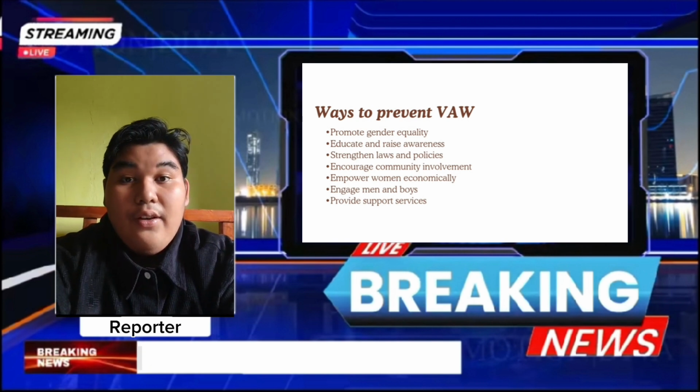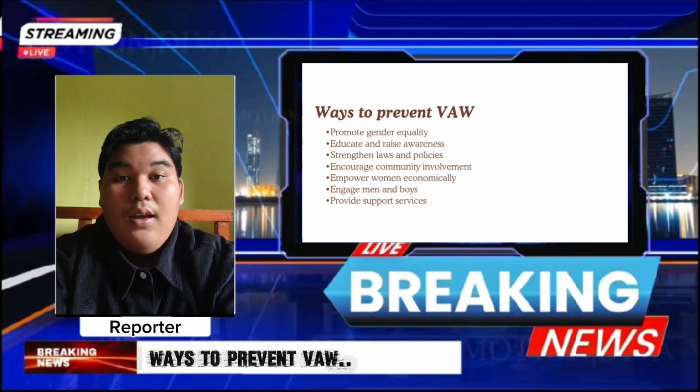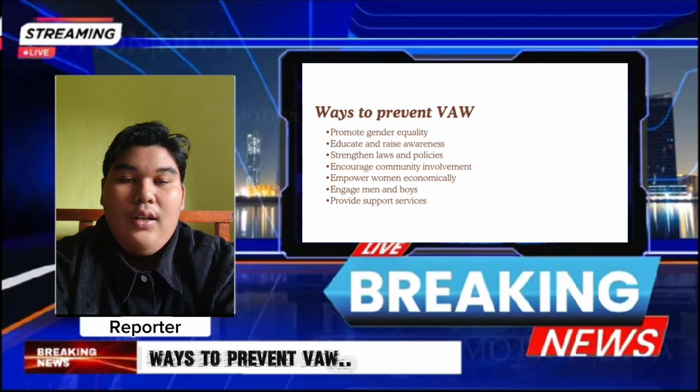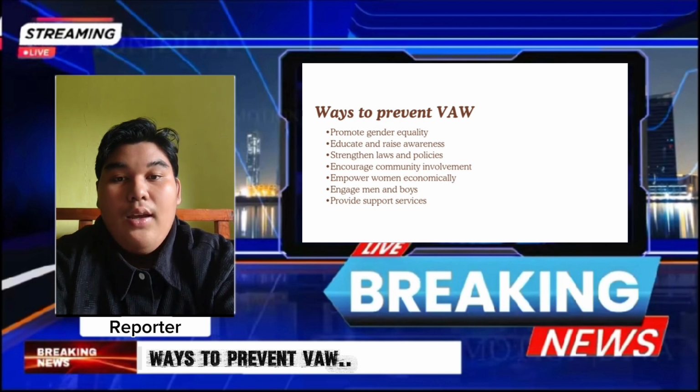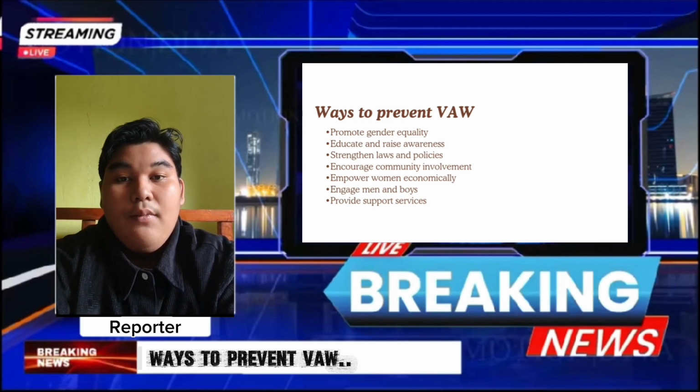So next we have ways to prevent violence against women. Promote gender equality. Treat women and men equally in rights, opportunities, and respect. Educate and raise awareness. Teach people about consent, human rights, and healthy relationships. Strengthen laws and policies. Enforce strict laws to protect victims and to punish offenders. Encourage community involvement. Urge communities to speak up and support survivors. Empower women economically. Provide jobs and financial opportunities to reduce dependence. Engage men and boys. Teach them to respect women and reject harmful behaviors.